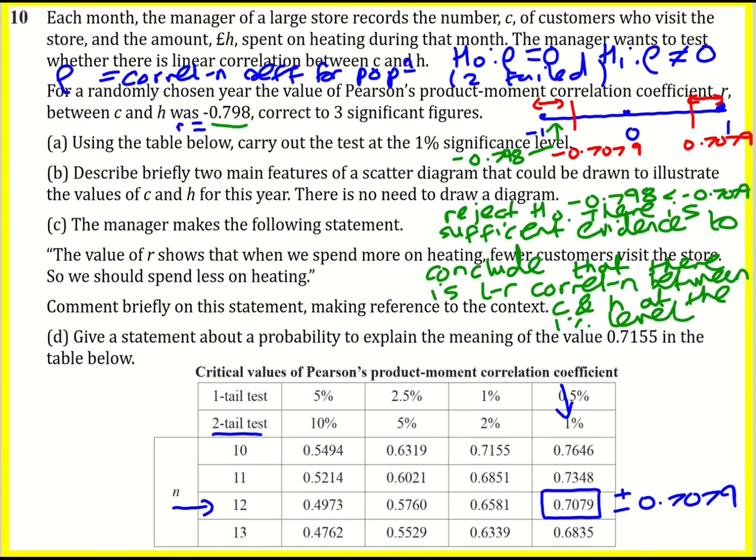It's just completely wrong. What this is actually getting at is what would the scatter diagram actually look like? And it's all about the correlation coefficient. Because it's quite close to minus 1, a feature is that the points are going to be fairly close to a straight line.